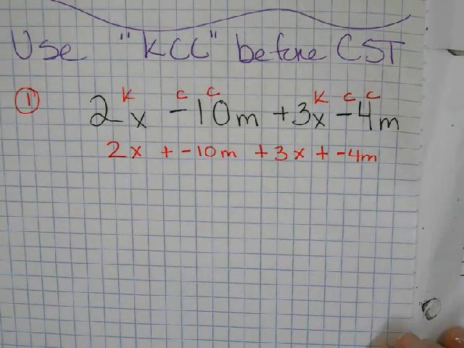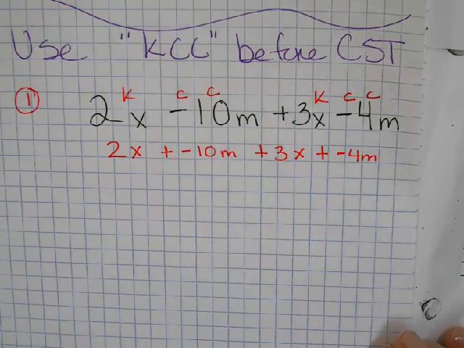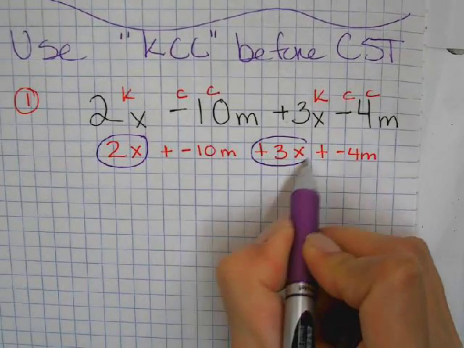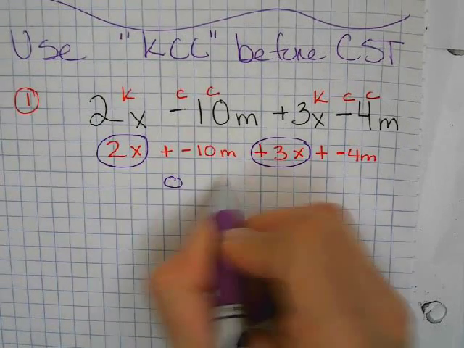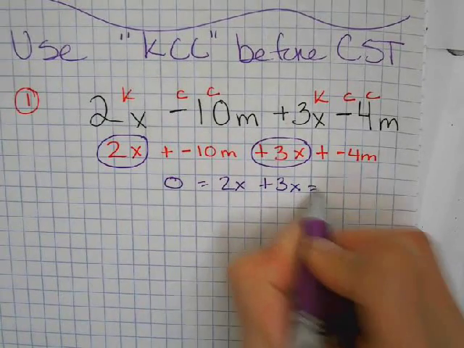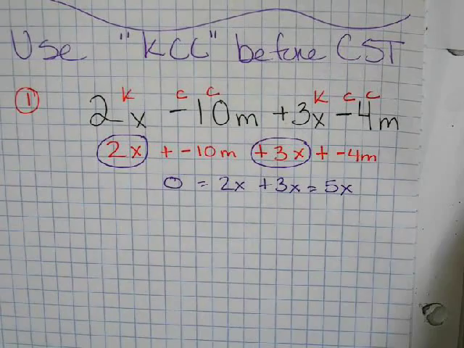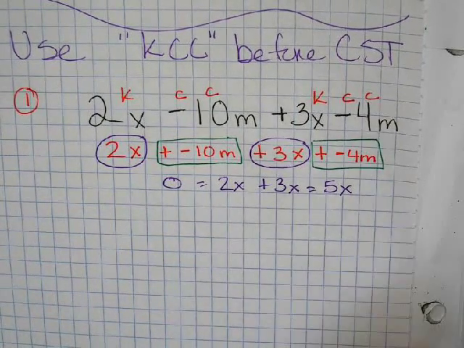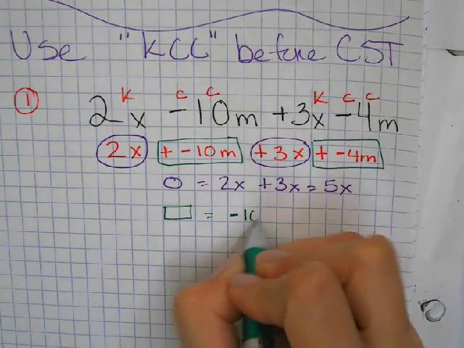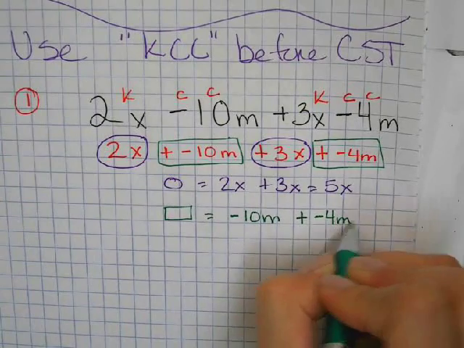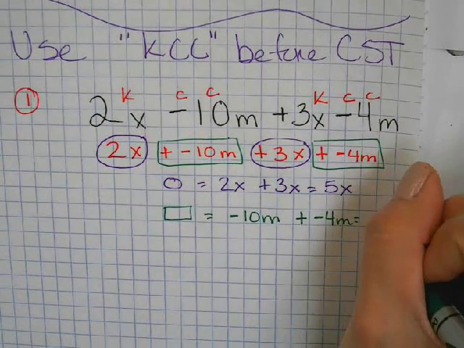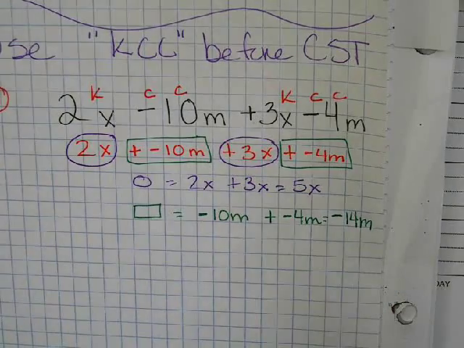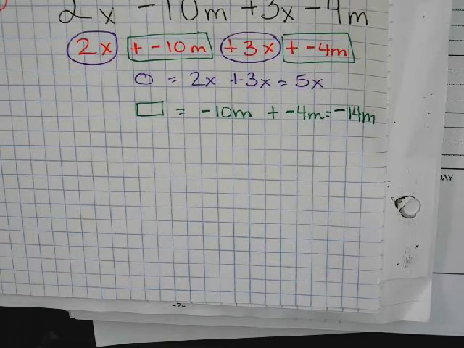All right. Now they're all addition signs, right? Now we're CST. So circle your x's. 2x plus 3x. What's 2x plus 3x? 5x. Cool. Now I'm going to square my m. All right. So here we go. Negative 10m plus negative 4m. What's negative 10m plus negative 4m? Good. Negative 14m. So what's my final answer in alphabetical order?